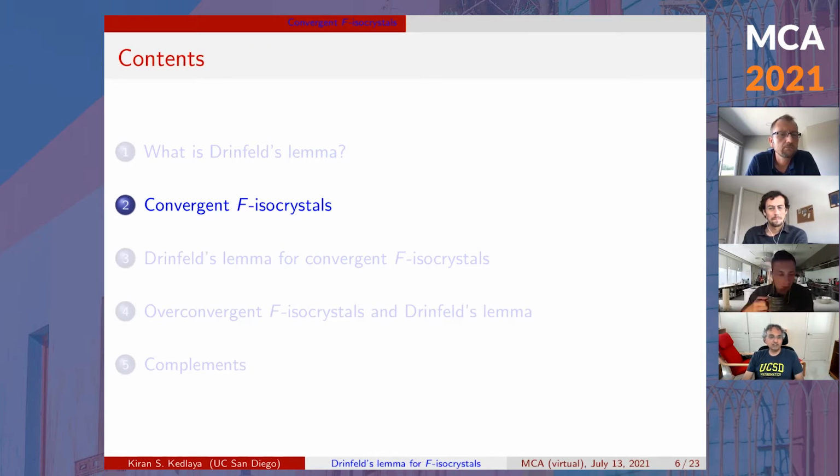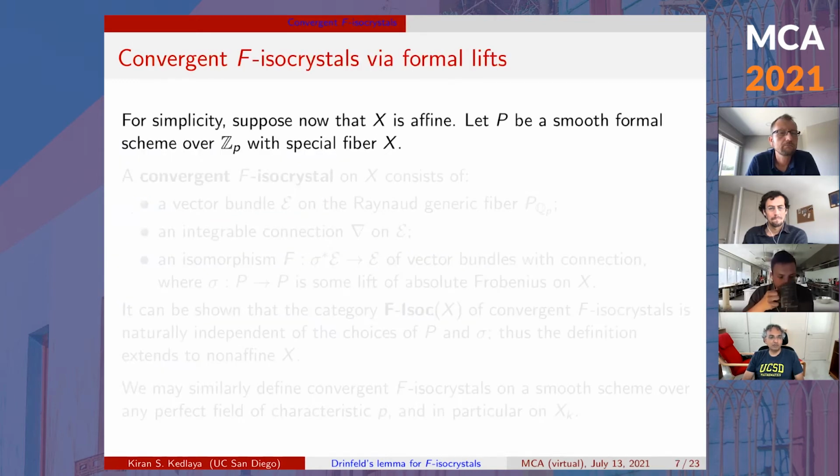So the one that's easier to describe is a convergent F-isocrystal. To describe one of these things, let me just assume that X is affine. There's a globalization step that happens at the end of this definition. Or you can also do this in a more site-theoretic way, but for purposes of giving talks, it's nice to have a concrete description. So you assume X is affine, and you make an artificial choice for the purposes of exposition: a choice of a smooth formal lift of X from F_p to Z_p.